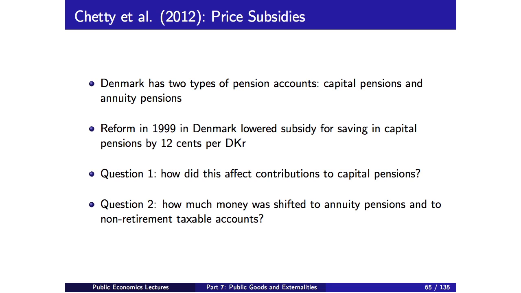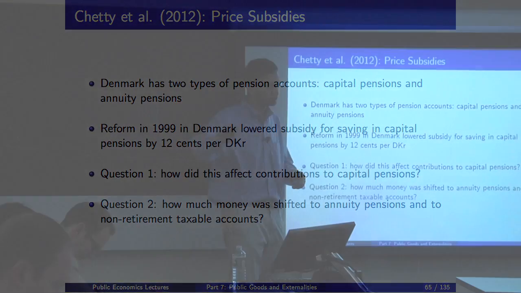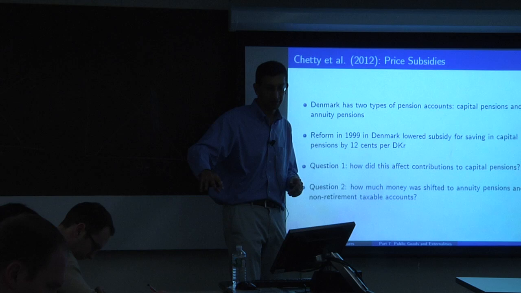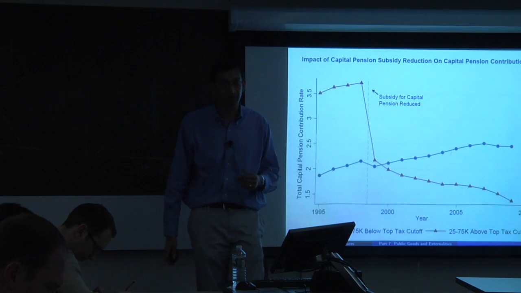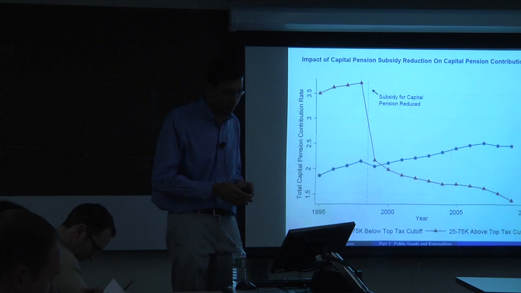So what we do is ask two questions. How did that reform affect contributions to the capital pensions? That's like what's been done in the US. How does the match affect contributions to that account? And then we ask how much of the money was shifted to the other type of pension and shifted to non-retirement savings. And so let's just start with this simple result.